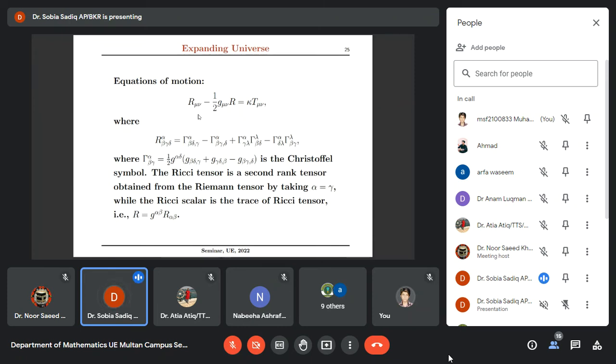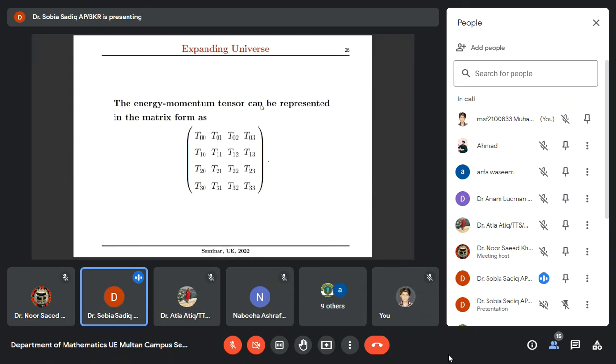And here there are different terms: R mu nu is the Ricci tensor which defines the curvature within the space-time, G mu nu is the metric tensor, R is the scalar quantity, kappa is the coupling constant, and T mu nu represents the energy momentum tensor, which describes the distribution of matter within the space-time. This energy momentum tensor can be expressed in the matrix form as given over here.